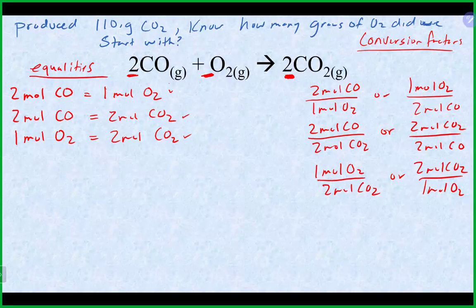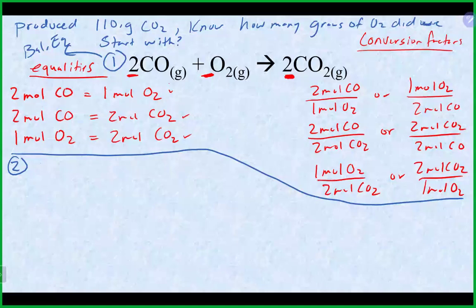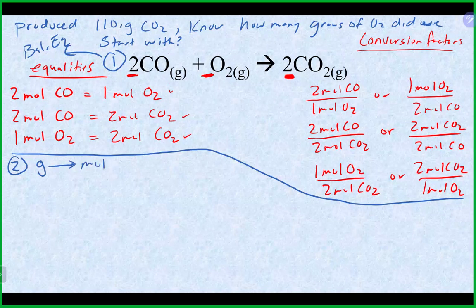So we want to go through our steps here. Step number one is we want to balance the equation. So step number one is already done for us. Step number two is you're going to take whatever they gave you, convert it to grams, and then go from grams to moles. So in my example here, we were given 110 grams of CO2. So we have to convert the 110 grams of CO2 into moles.